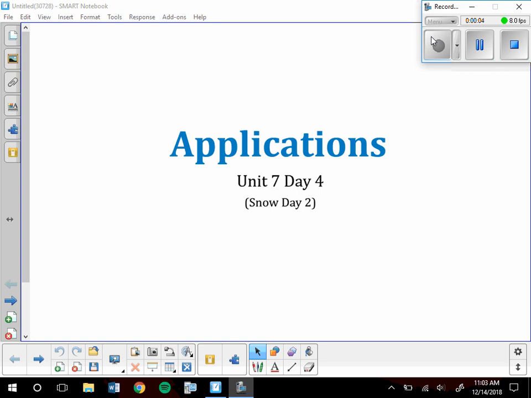Today we're going to talk about some applications of differential equations. So solving differential equations in the context of population change and temperature change and other things like that.